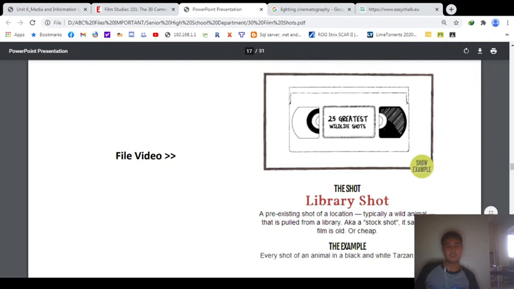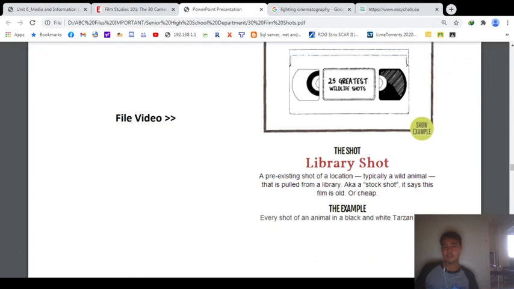Okay, next is the library shot. A pre-existing shot of a location, typically a wild animal, is pulled from a library, also known as a stock shot. It says this film is old. Any idea of another word from film for a library shot? It is a collection of old videos that they archive.